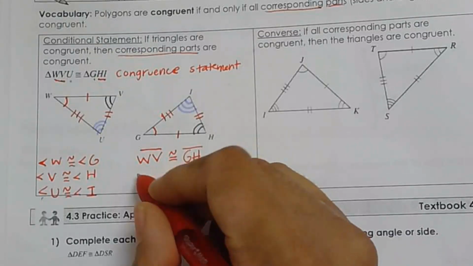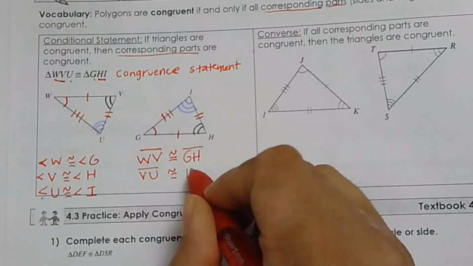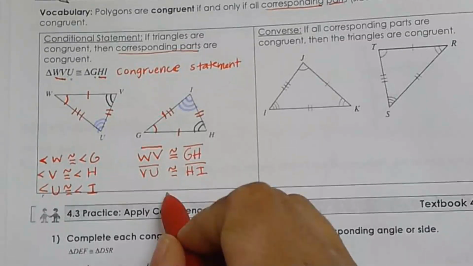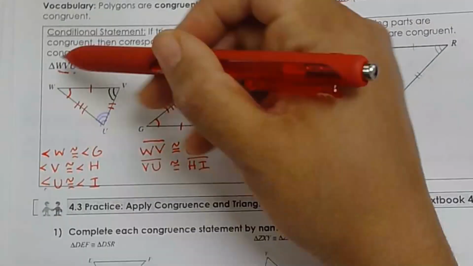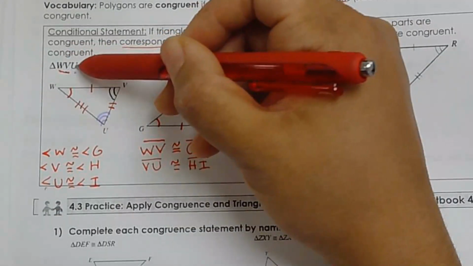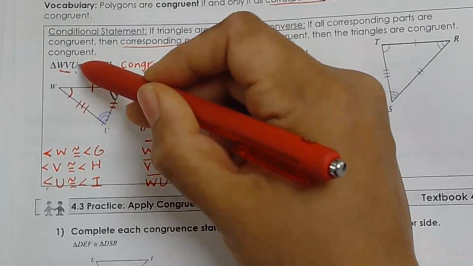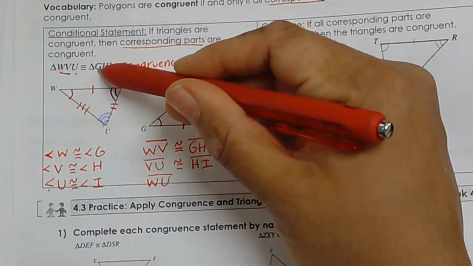So we have VU is congruent to HI. Again, don't forget the bars on top, because these are segments that you're describing with congruence. And then finally, the last one, if you write WU, because I went first letter, then last letter, then you would have to write same order on this last one. You'd have to do first letter is G, last letter is I.